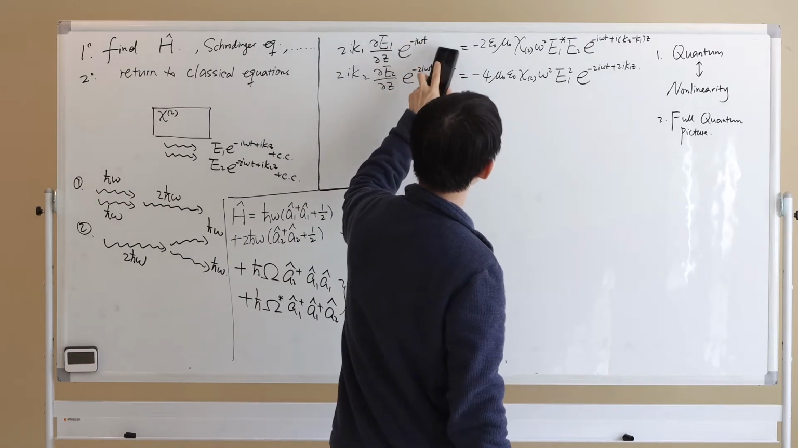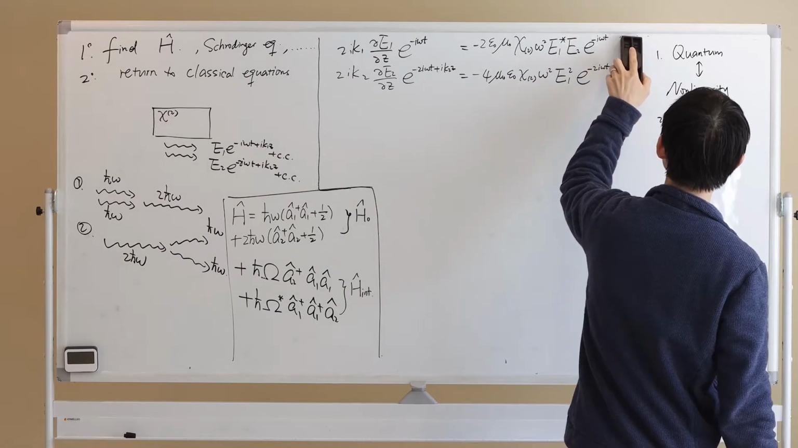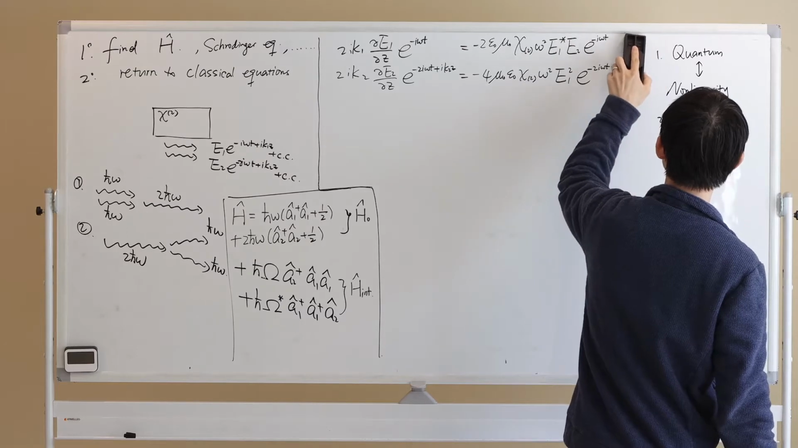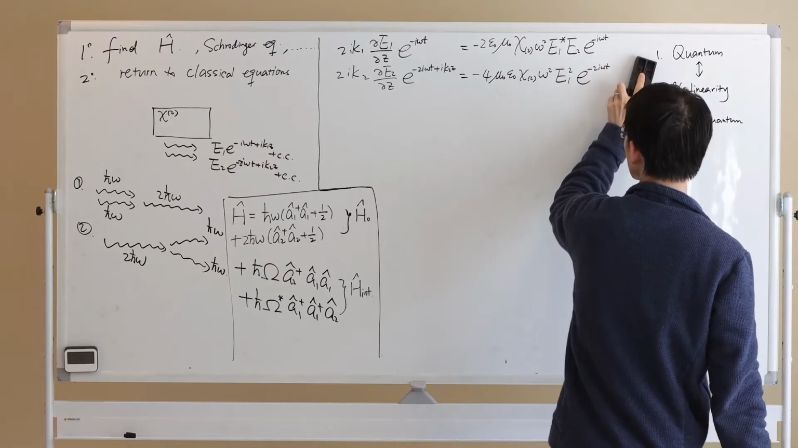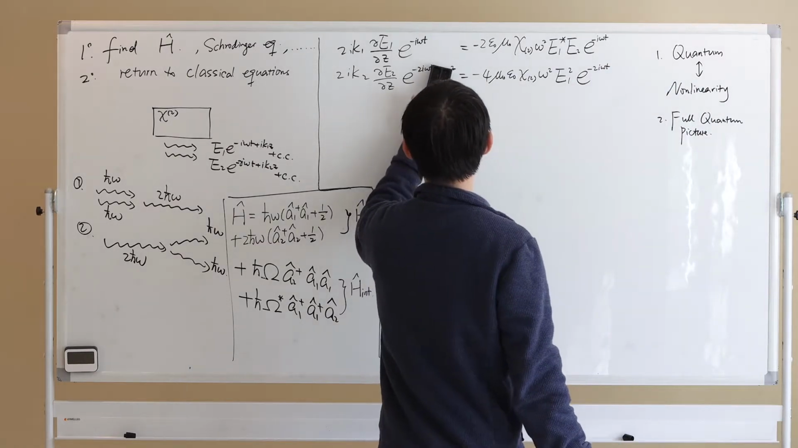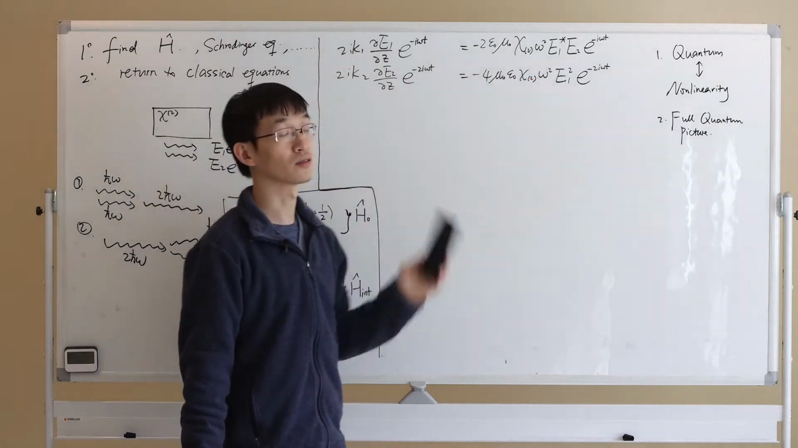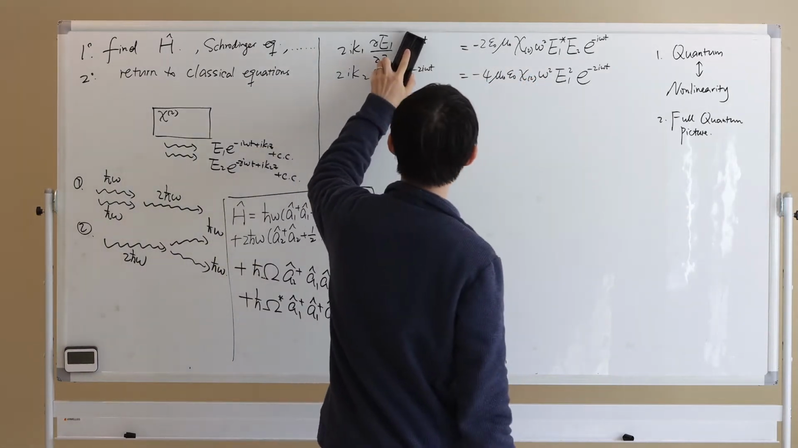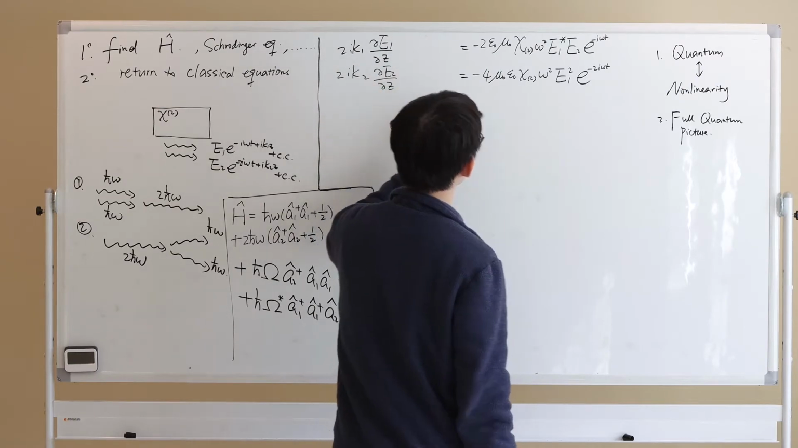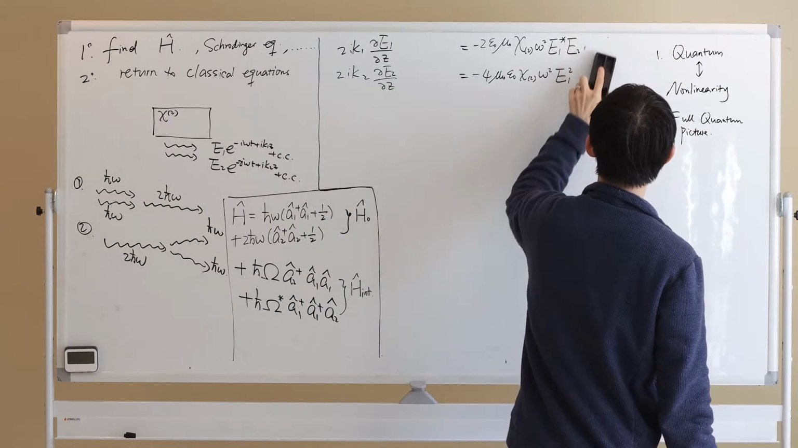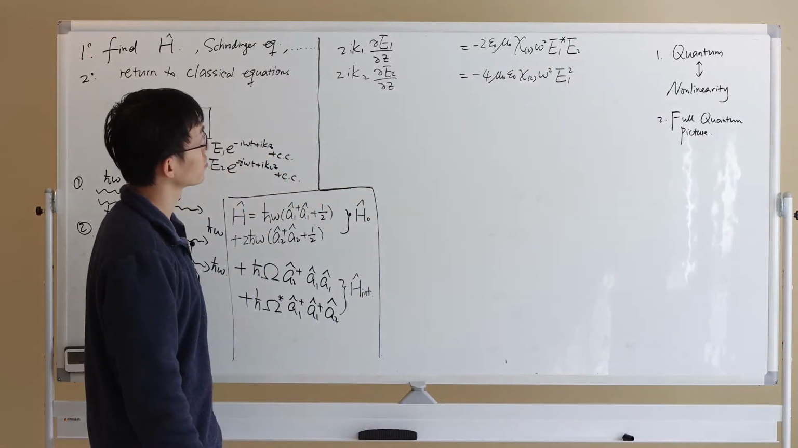Phase matching is not related to quantum. It's just momentum conservation. It happens in both the quantum and classical cases, so we don't need to spend our time on that. After that, you see that the frequency terms can also cancel each other, so you end up like this.